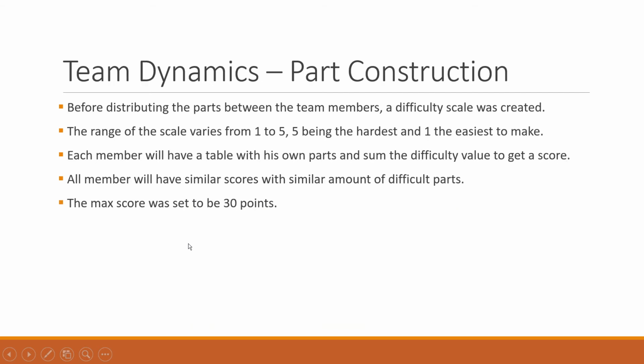Now, for the team dynamic, we separated the parts by using a scale between 1 to 5, 5 being the hardest and 1 being the easiest. Each member has his own part, evenly distributed by difficulty. All members will have similar scores because at the end we're going to sum all the values of the difficult parts, and we're going to have 30 points each.